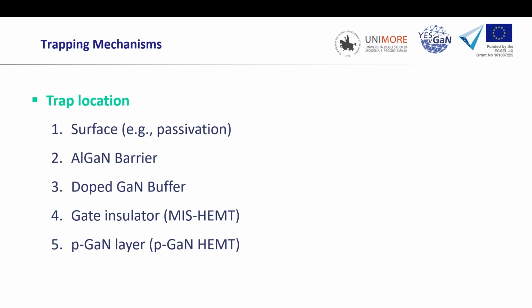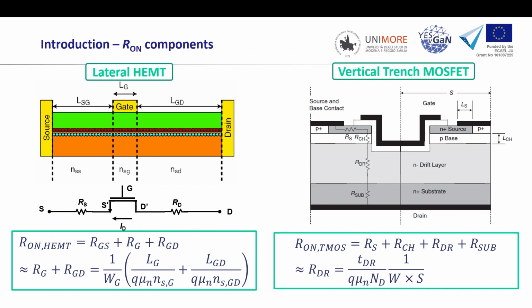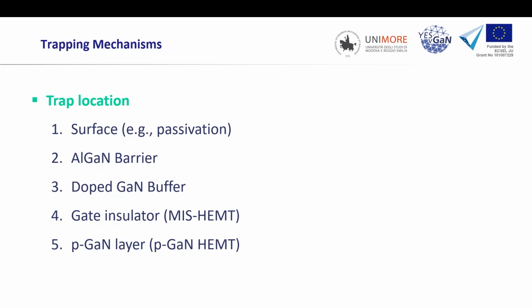Just to summarize the trapping mechanisms based on their location. This is for a lateral device: surface trap location or passivation, happening here. These kinds of issues have been more or less solved by using good passivations.